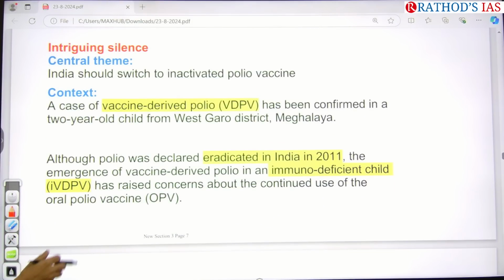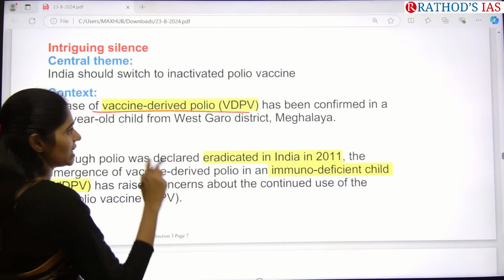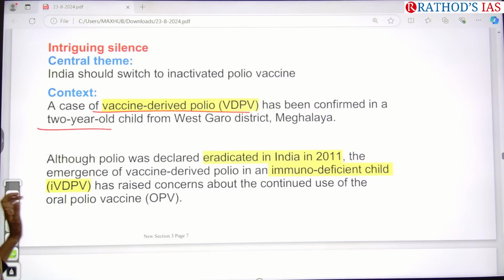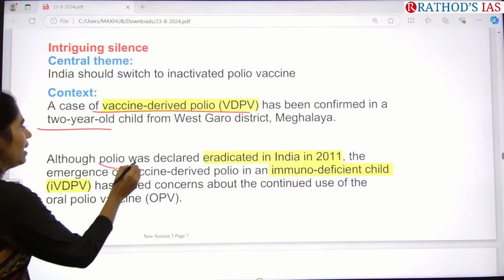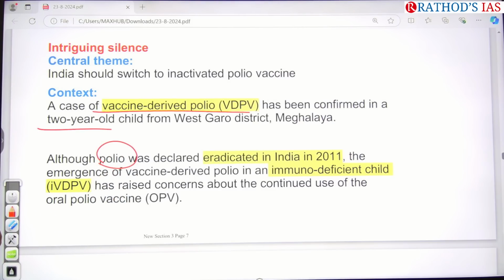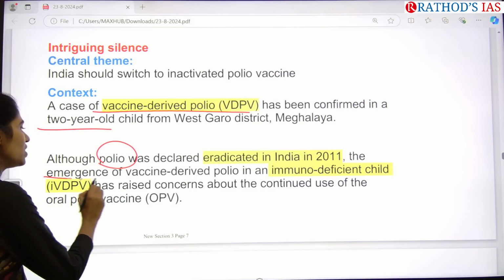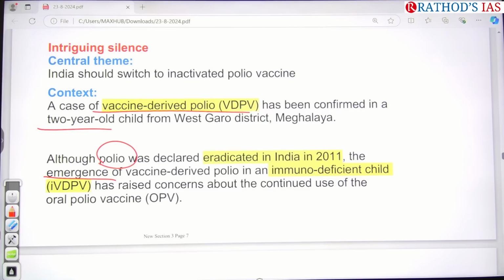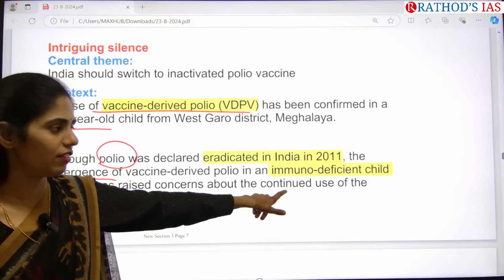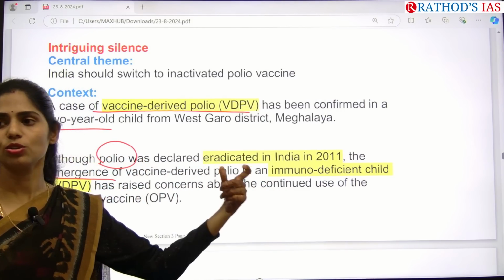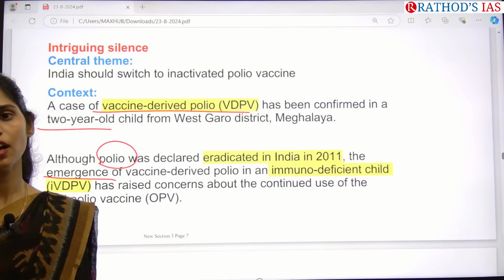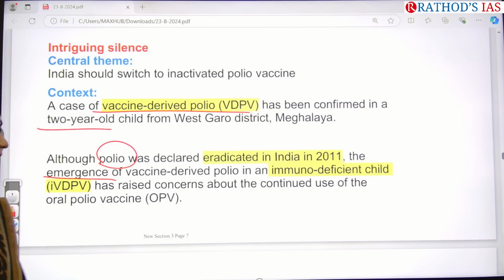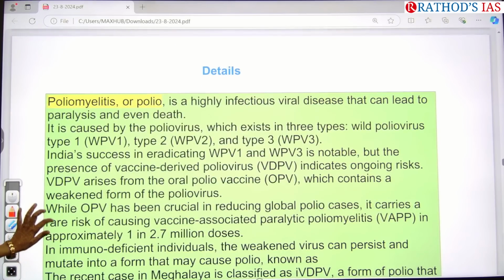The case of vaccine-derived polio virus has been confirmed in a 2-year-old child from Meghalaya. Although polio had been declared eradicated in India in 2011, now the emergence of vaccine-derived polio has happened in one immune deficient child. That means that child's immune system is not working properly. So because of this, this vaccine-derived polio case has been identified in Meghalaya. So what is this polio?